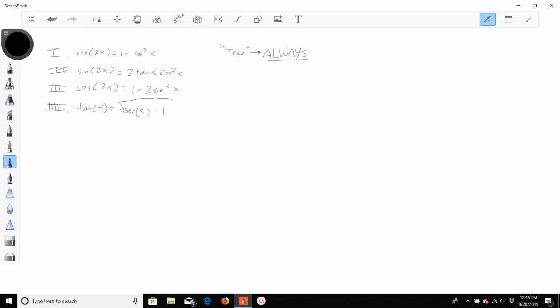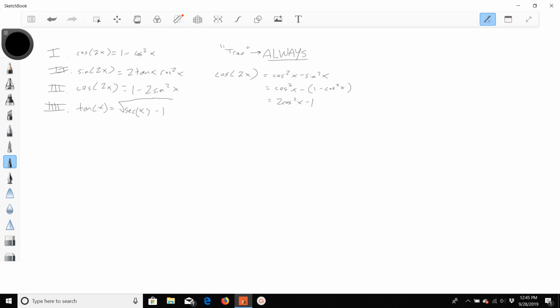So now the first one. If you recall, cosine of 2x, the usual formula you have for it is cosine squared x minus sine squared x, which you can simplify in a couple of different ways. You can make it cosine squared x minus 1 minus cosine squared x, because sine squared x is 1 minus cosine squared x, which will give you 2 cosine squared x minus 1.